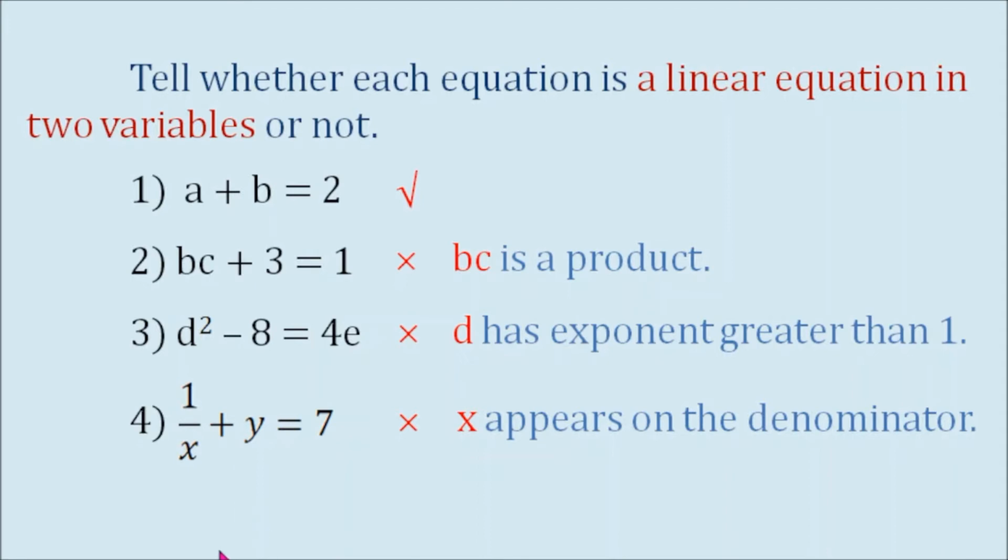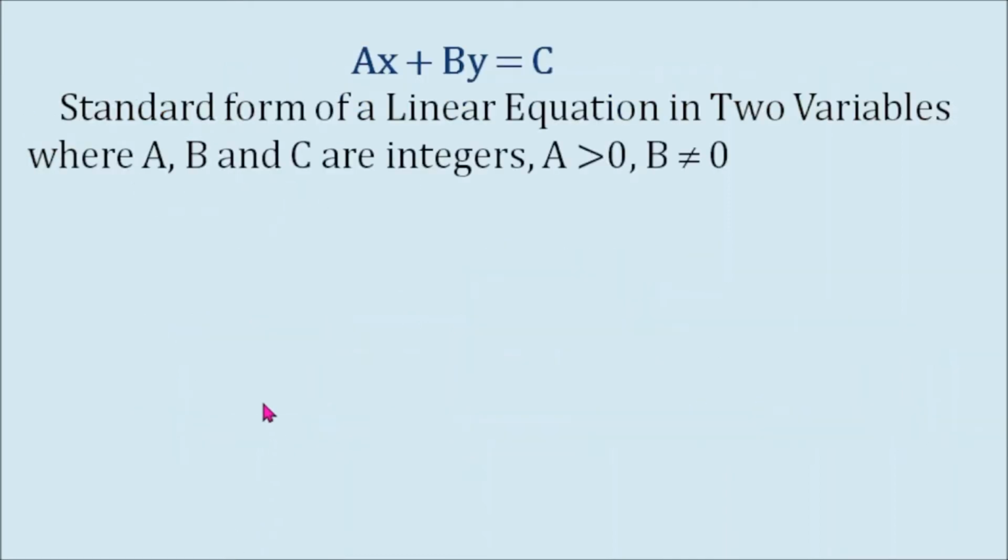Since this lesson will lead to graphing linear equations on the coordinate plane, we are going to use the variables x and y. Ax plus By equals C is the standard form of a linear equation in 2 variables, where A, B, and C are integers. So our variables are x and y, and A should be greater than 0.